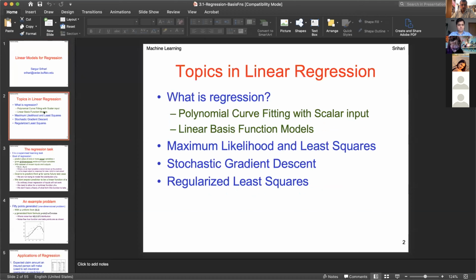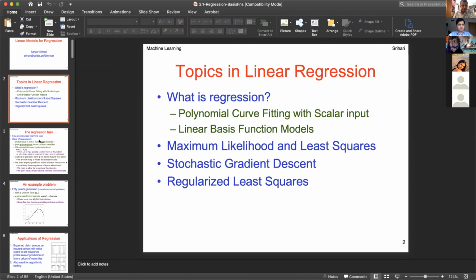Okay, so we're going to look at what regression is. We already saw polynomial curve fitting with scalar input on Monday's lecture. A more general solution is linear basis function models. Then we look at maximum likelihood and least squares, which I introduced last time. We discussed stochastic gradient descent and then regularized least squares. So all of these topics are there. That's actually quite a bit for one lecture. Let's see how we do on this.